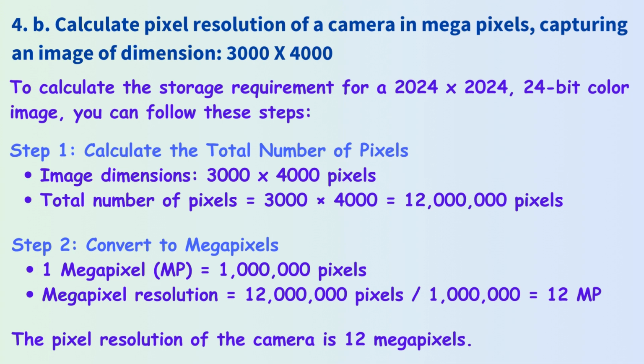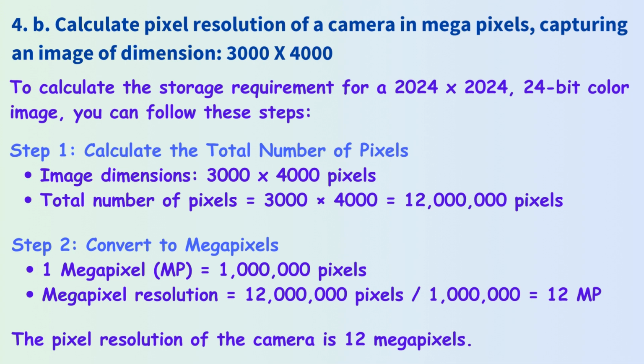Calculate the pixel resolution of a camera in megapixels, capturing an image of dimension 3000 times 4000. You can follow these steps. Step 1: Calculate the total number of pixels. Image dimensions are 3000 times 4000 pixels. Total number of pixels equals 3000 times 4000, which is 12 million pixels.